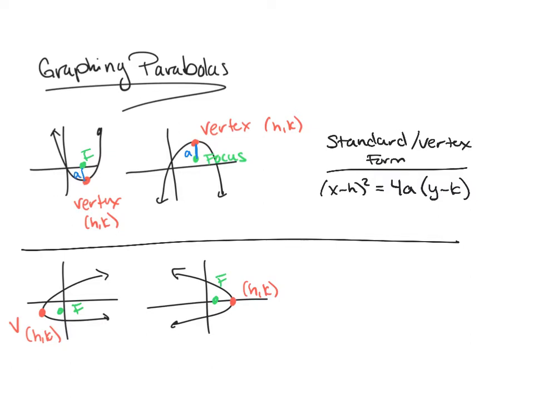If we have a parabola that opens left or right, the standard form is y minus k squared equals 4a times x minus h. And A, again, is the distance from the focus to the vertex. Okay, let's look a little bit more at where these parabolas come from and how the focus is related to the shape of the parabola.